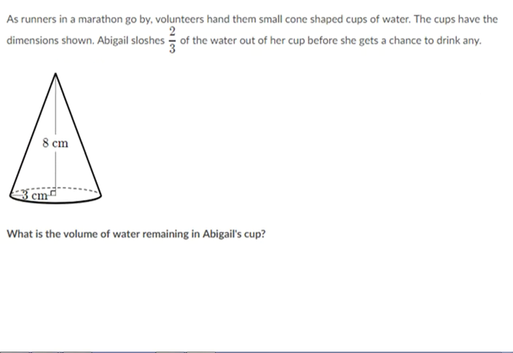All right, as runners in a marathon go by, volunteers hand them small cone-shaped cups of water. The cups have the dimensions shown. Abigail sloshes 2/3 of the water out of her cup before she gets a chance to drink any. What is the volume of water remaining in her cup? So volume of a cone, 1/3 pi r squared h. Write it down. I know you don't want to write down the general formula. You just want to start plugging in the numbers. Write it down. I promise you it will help you memorize it. You've got to memorize it. The more you see it, the more you write it down, the more it's going to become ingrained.